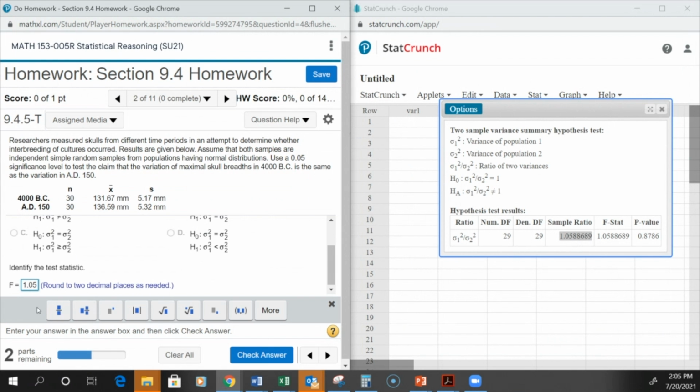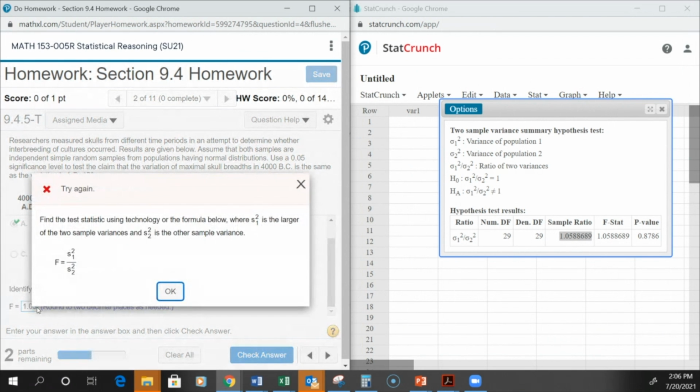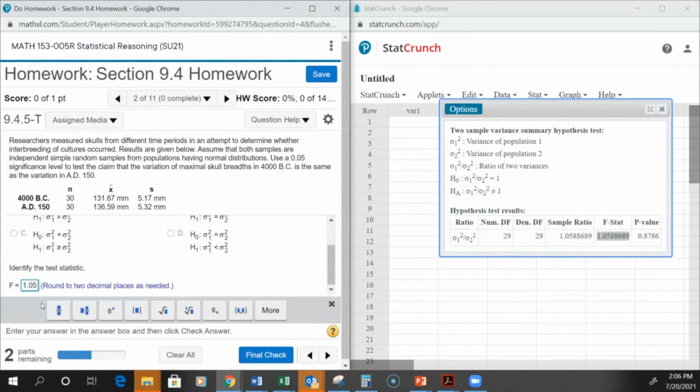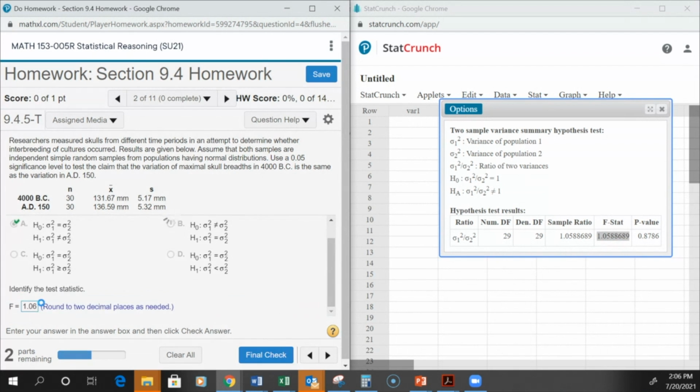2 decimal places, 1.05. And what did we say? Yeah, because I did the sample ratio. Don't do the sample ratio. Do the F stat. Oh, it rounds to 1.06. Some people never pay attention. That's me.